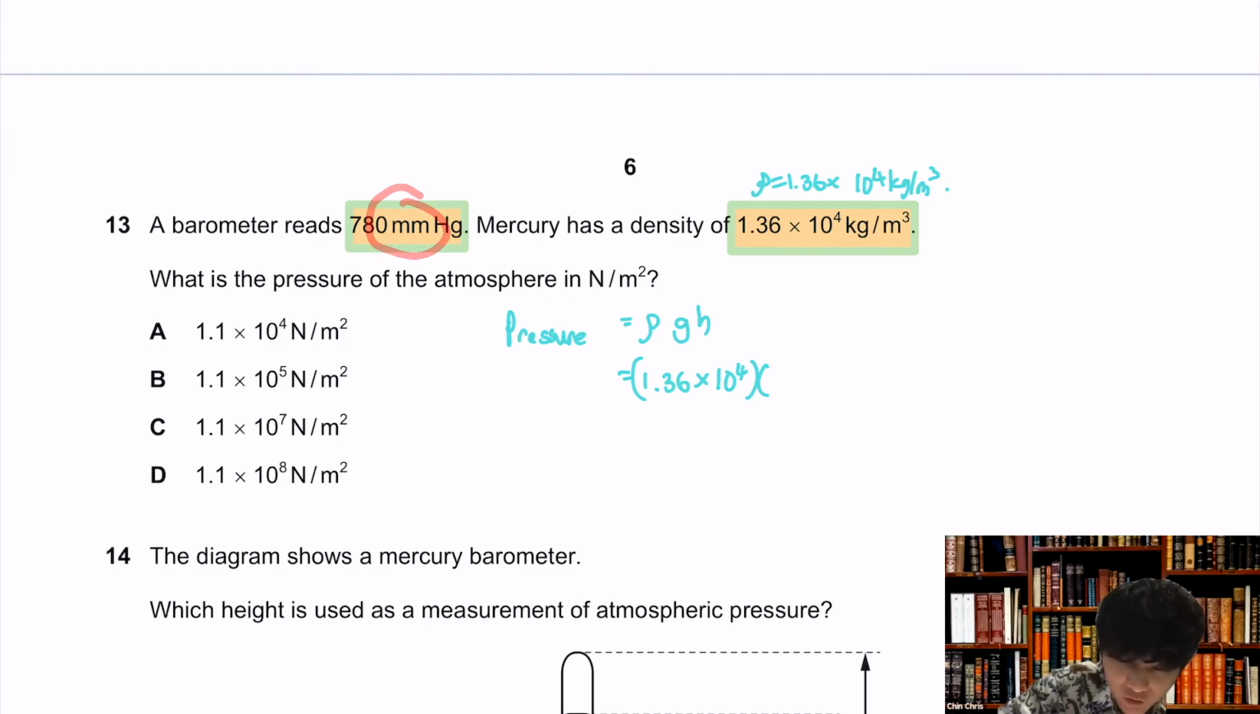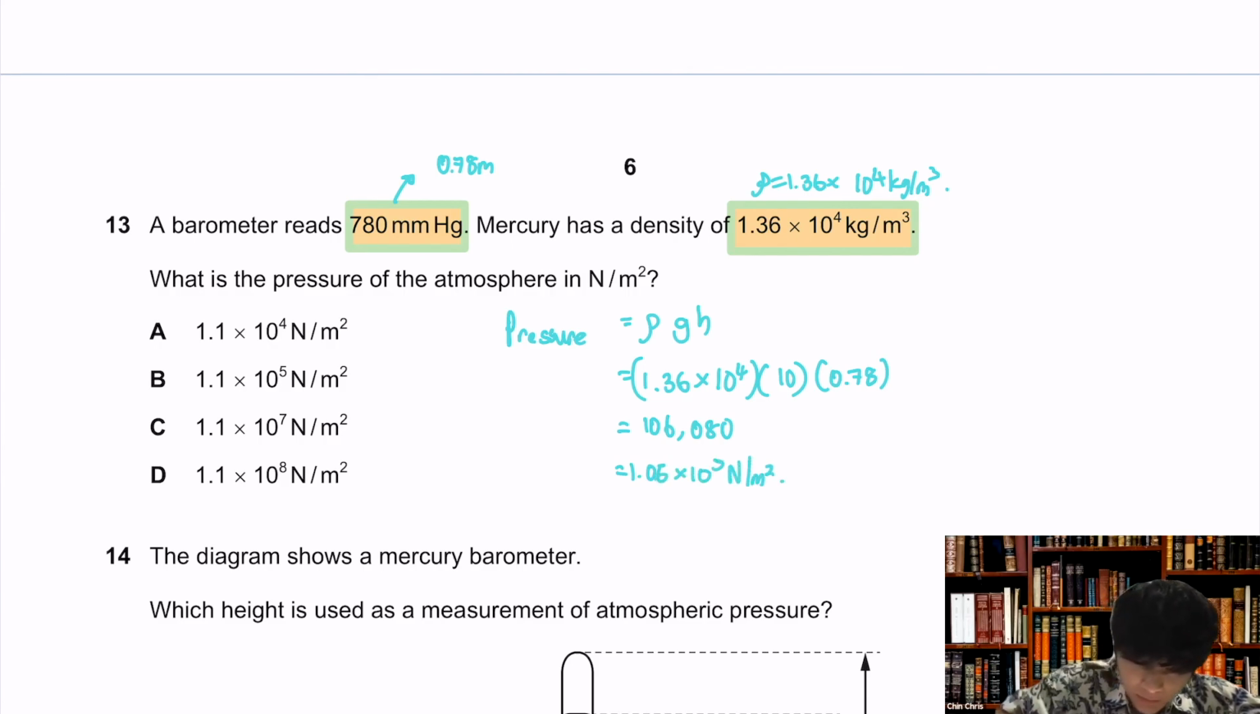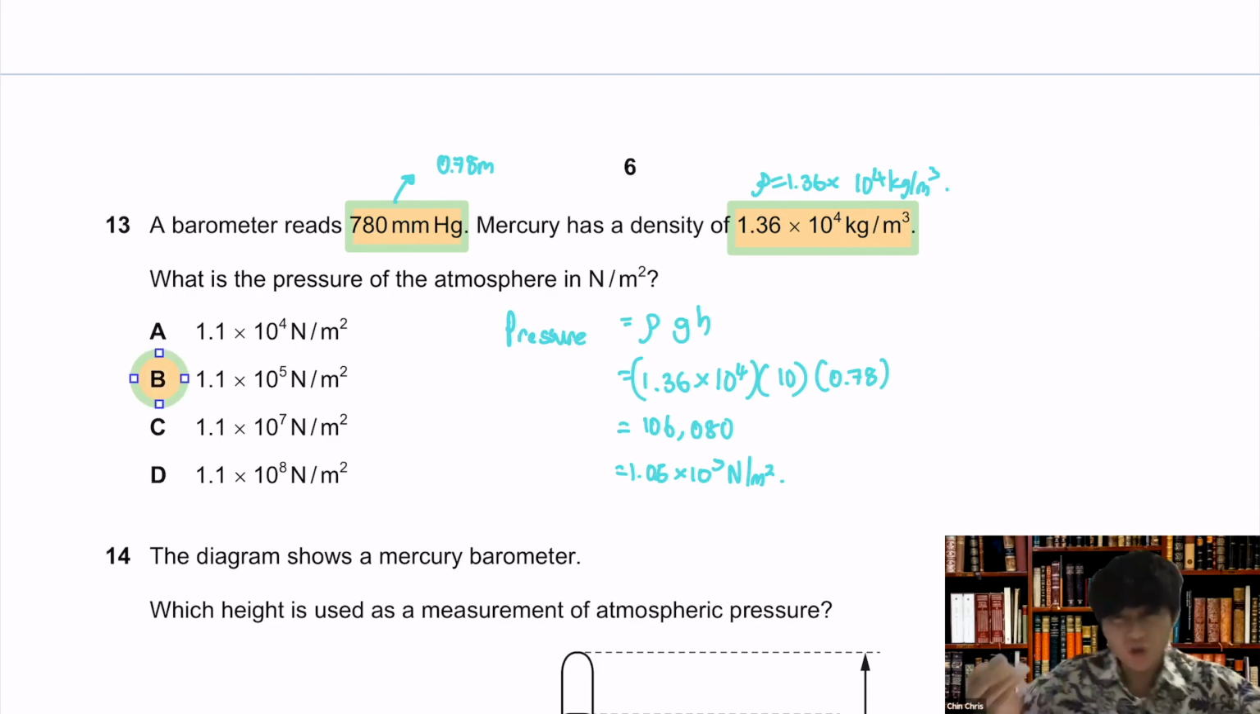Gravity is 10. The height, which is the depth, is 780 mm. You convert into meters, divide by 1,000, which is 0.78, right? So multiply by 0.78, and that will leave you an answer of 106,080. That is 1.06 times 10 to the power of 5 Newton per meter square, which is so close to B.